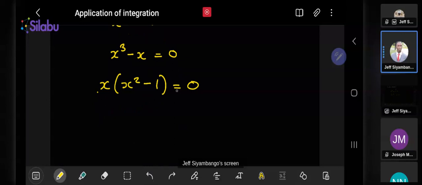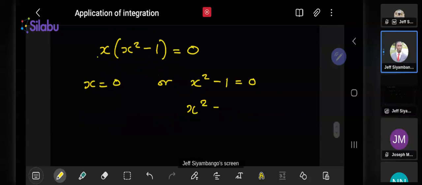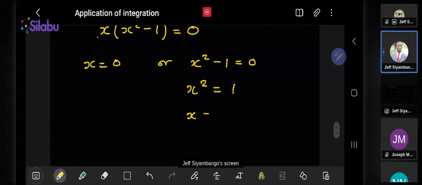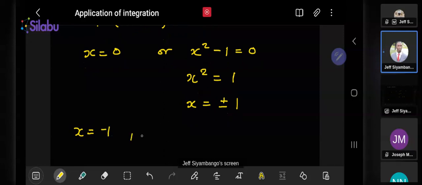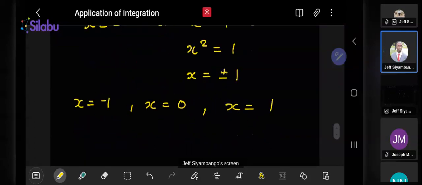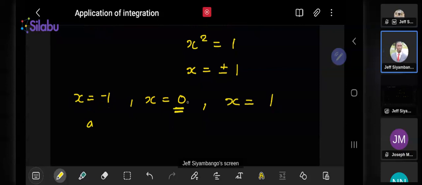So when two things are multiplying but equate to 0, it implies that either x equals 0 or x squared minus 1 equals 0. From the second part, we have x squared equals 1, so when you take the square root of both sides, x equals plus or minus 1. Notice that now you get the three values: x equals minus 1, x equals 0, and x equals 1. This accounts for A, the middle point, which gives us correctly 0, and the last one gives us what B is.